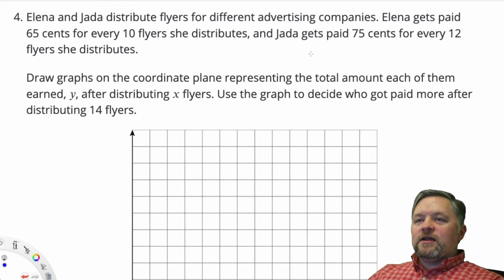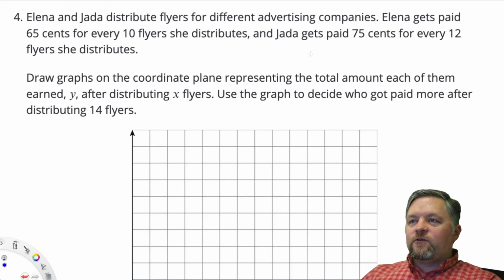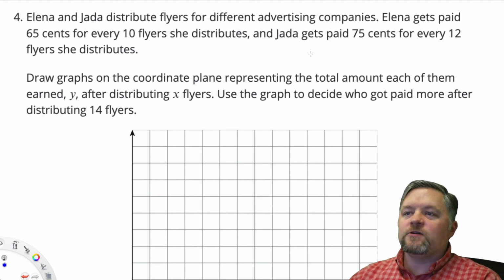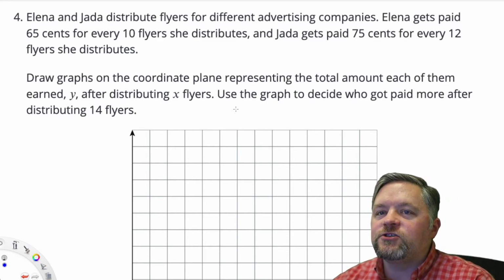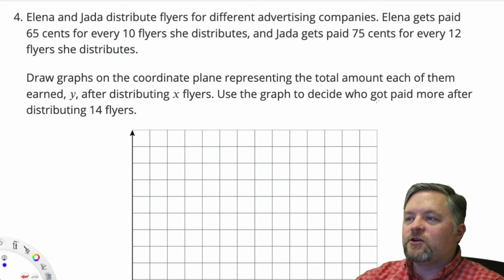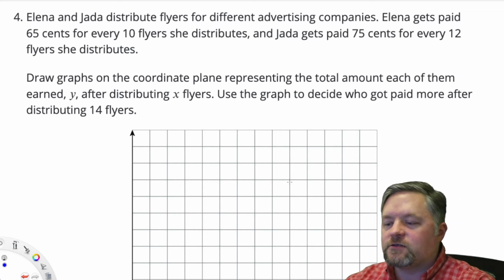Elena and Jada distribute flyers for different advertising companies. Elena gets paid 65 cents for every 10 flyers she distributes, and Jada gets paid 75 cents for every 12 flyers she distributes. Draw graphs on the coordinate plane representing total amount each of them earned, Y, after distributing X flyers. Use the graph to decide who got paid more after distributing 14 flyers.